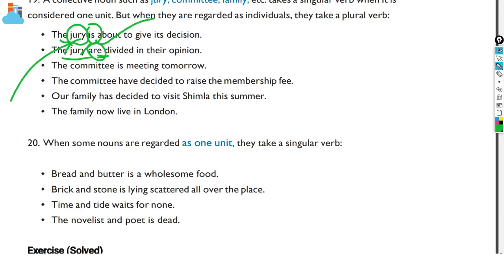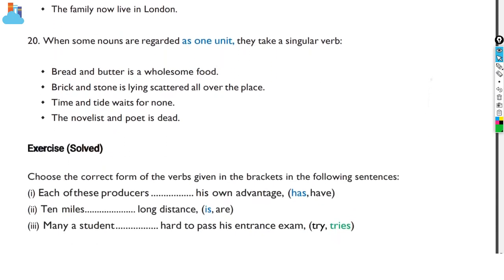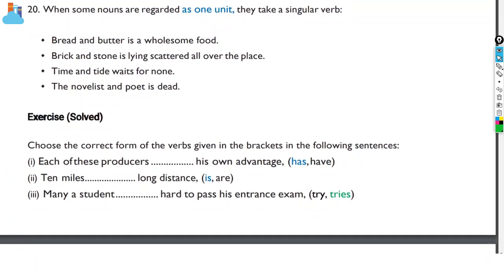Now let us go to the next rule, rule number 20. Let us go to the rule. This is the last rule, rule 20. When some nouns are regarded as one unit, they take a singular verb. So this one is again a very interesting one. Bread and butter is a wholesome food, है ना. Bread and butter अगर मतलब ये क्या है, this is one unit, considered as one unit. तो उसीलिए क्या होता है, one is singular and therefore it is taking a singular verb, not bread and butter are.